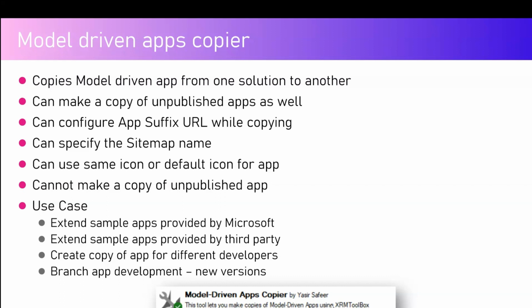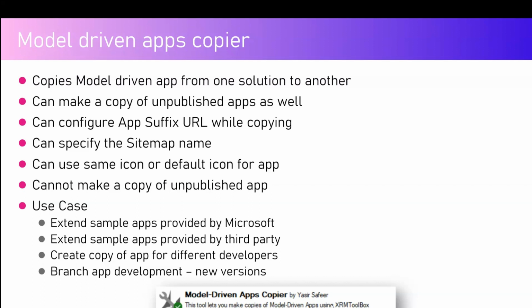Now, this application allows you to configure various parameters like the app suffix URL while copying. It can specify the sitemap name. You can use the same icon or the default icon for the app. Any app which is not published, it will not allow you to make a copy of. So it is essential that the application is published, and once it is published you can make a copy of that model driven app.